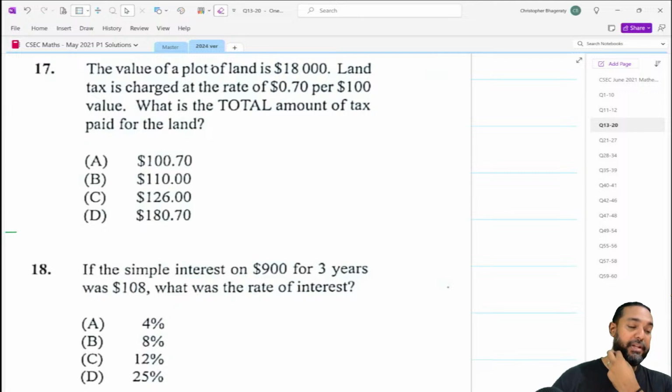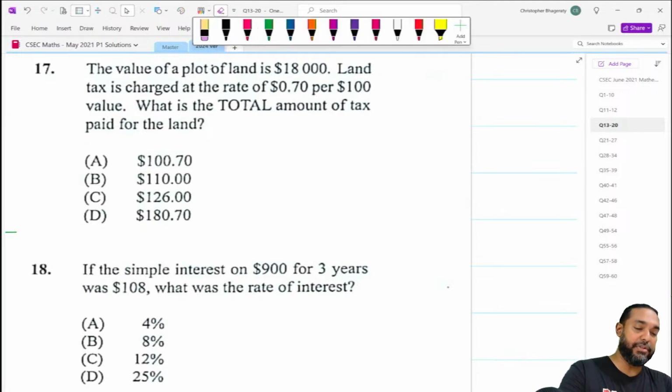Now, before you jump into the calculation, which we will do, I want you to look at the options. The first option is $100.70. Does that sound like it makes sense at all? 110 also doesn't seem likely. And 180 seems like you're finding 1% of that and then adding 70 cents. So the two options with 70 cents seem kind of suspect. Okay, let's take a look at how we actually do this question.